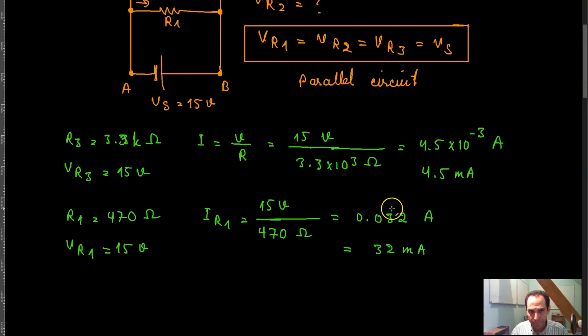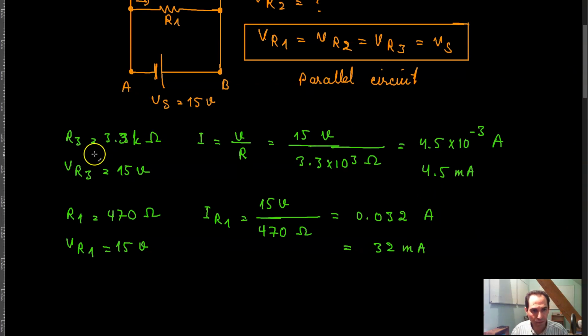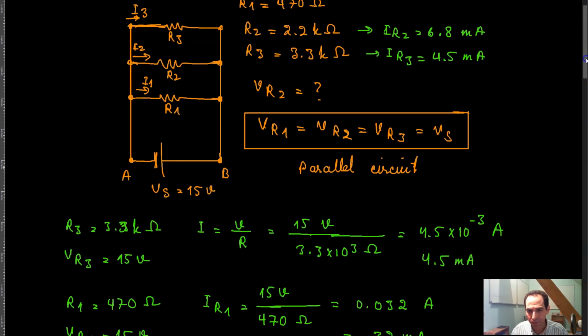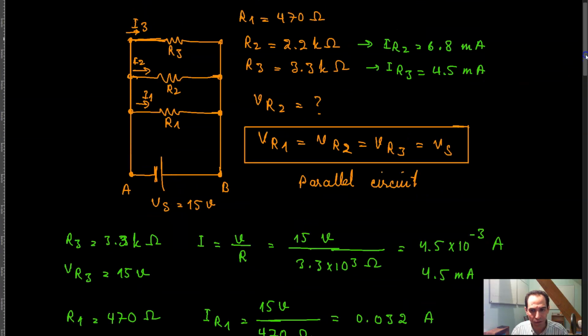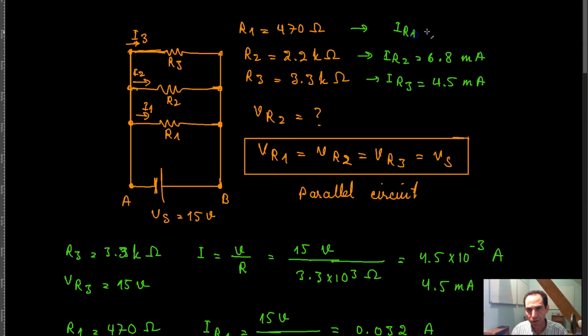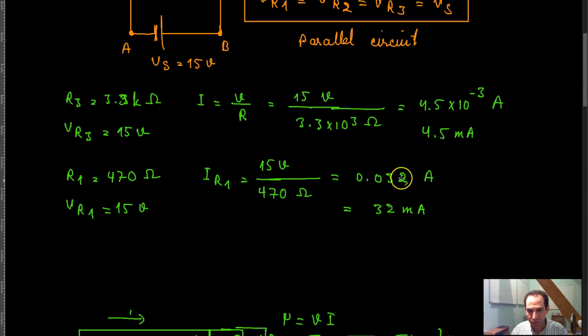So that means that I of R3 is 4.5 milliamps, and I of R1 is 32 milliamps. And as you can see, as the amount of resistance decreases, you can see that for the current going through... that's actually not 32 milliamps, I made a mistake here. That doesn't make any sense.